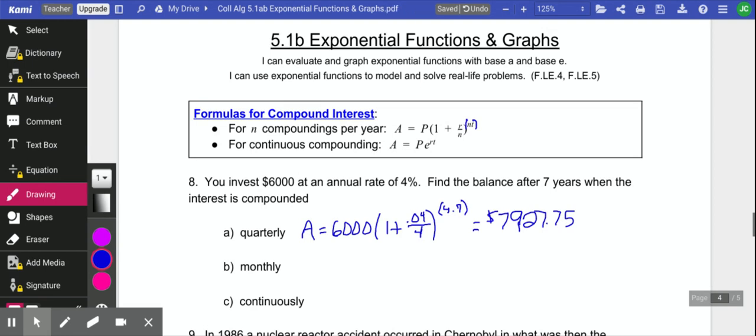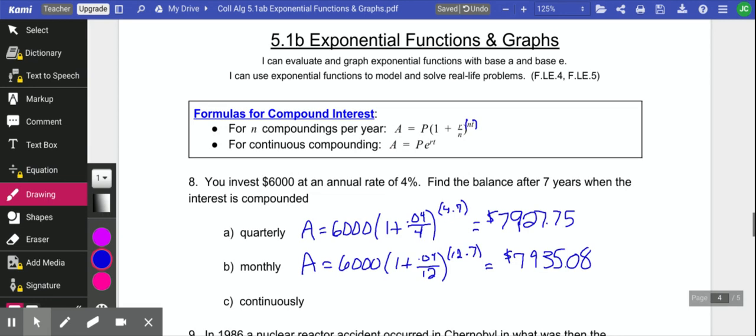We're talking about money. All right, if instead we compound monthly, we're going to use the same formula. And everything's the same except for instead of doing it quarterly, we're going to do it 12 times a year, monthly. Still leaving it there for 7 years. So put that all in your calculator. You get $7,935.08.